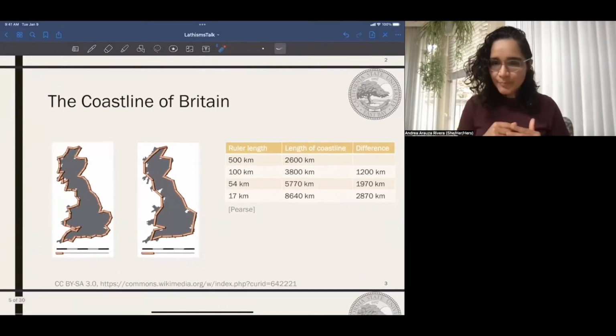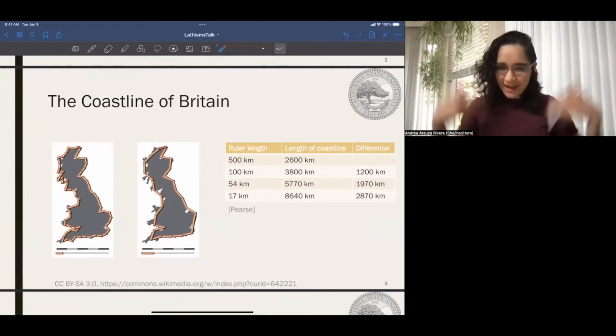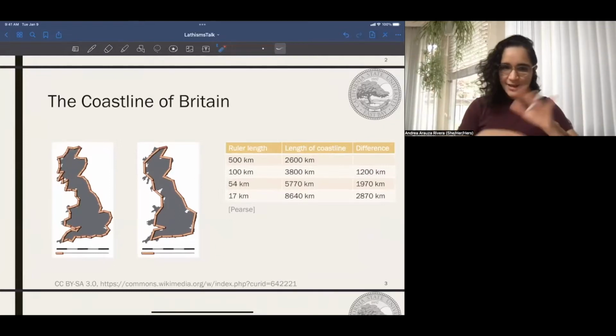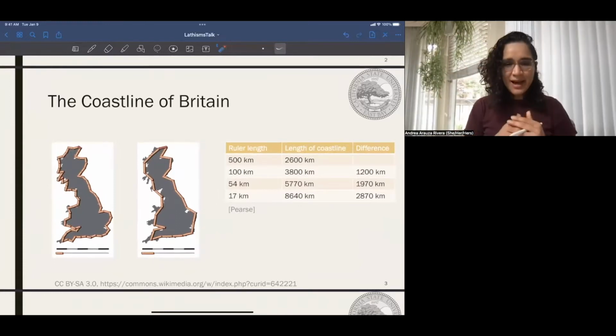Just to build a little bit of contrast, we looked at the coastline of Britain. Let's look at a nicer shape. Let's do the same exercise, trying to figure out the length of the boundary, but with a nicer shape.